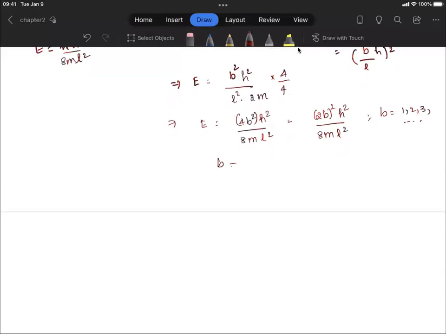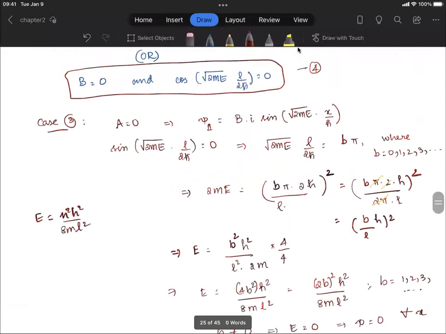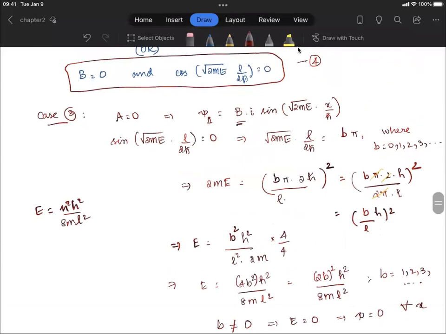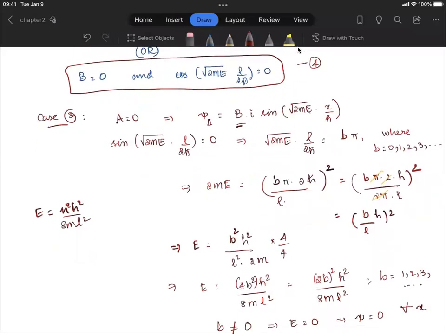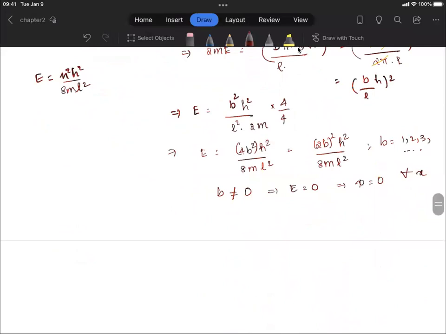Now B cannot be equal to 0 because that would imply the energy is 0, which would imply the wave function is 0 for all values of x inside the box, right? So this is the wave function. Now, if B is 0, the energy is going to be 0 and sine of 0 is 0. So irrespective of where you are inside the box, the wave function is just going to be 0 for all the values of x inside the box. So this would be the solution.